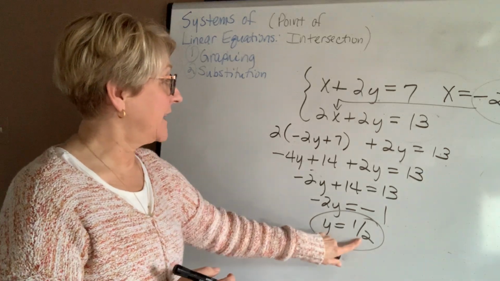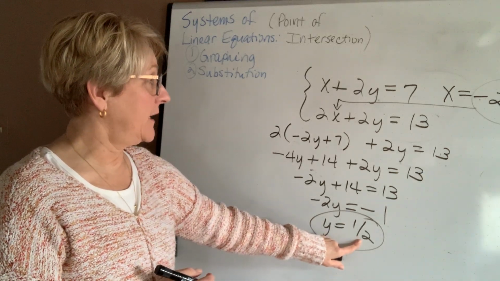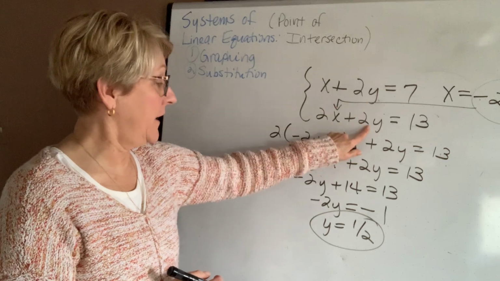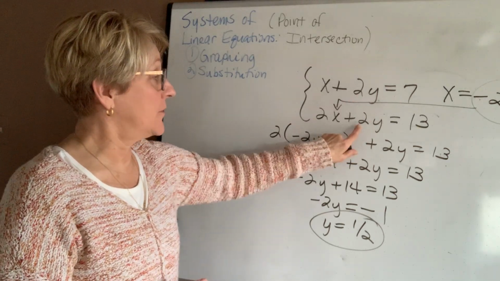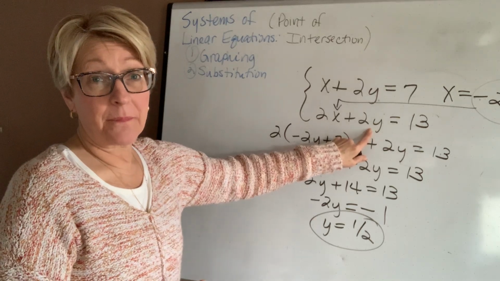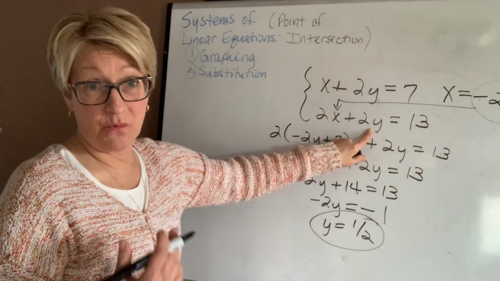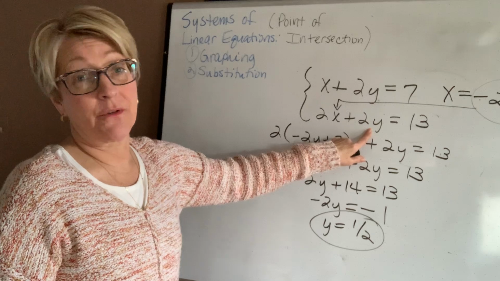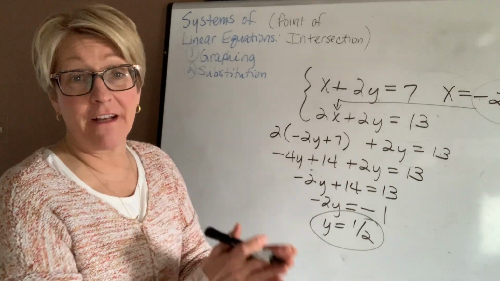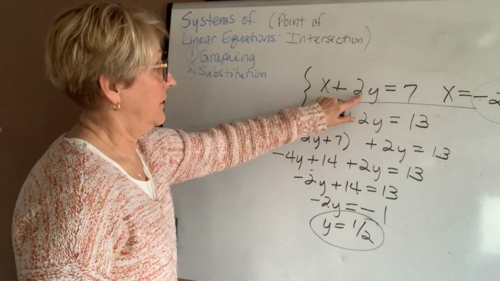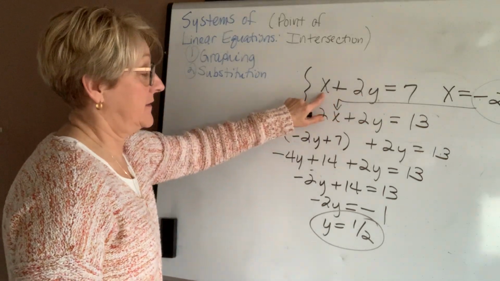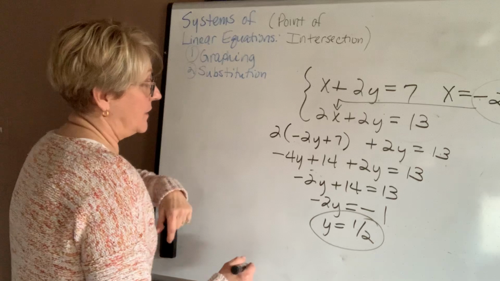Okay, so we take this number and we're going to put it into either here or here. Here's the good news. 2 times a half or 2 times a half. That's kind of nice because 2 times a half is 1. So it's going to cancel that denominator. We'll have a nice whole number. I'm going to plug it in here into my first equation because I have a coefficient of 1.